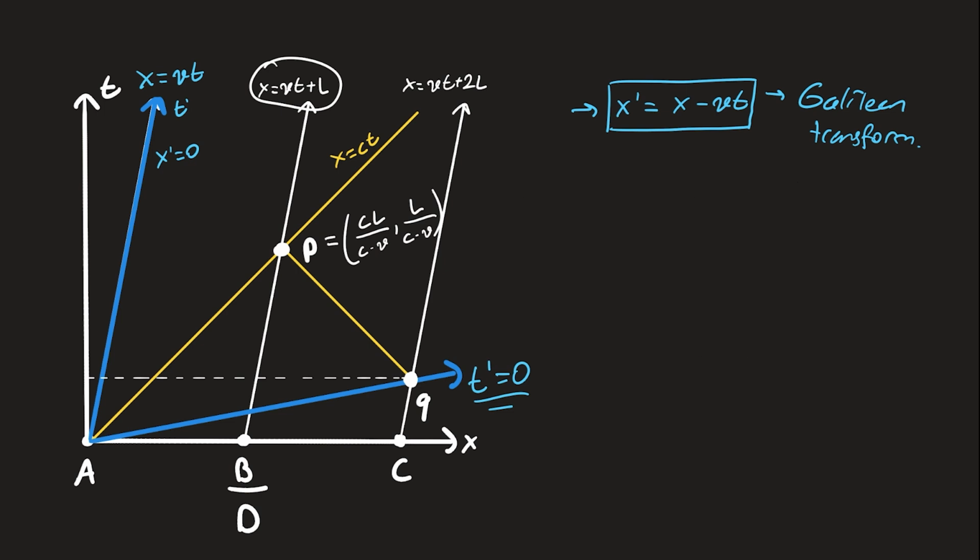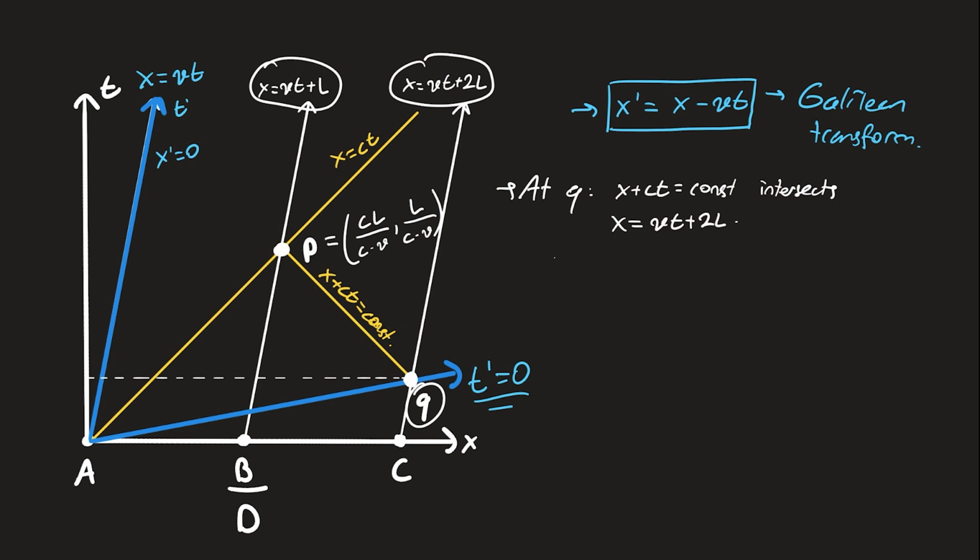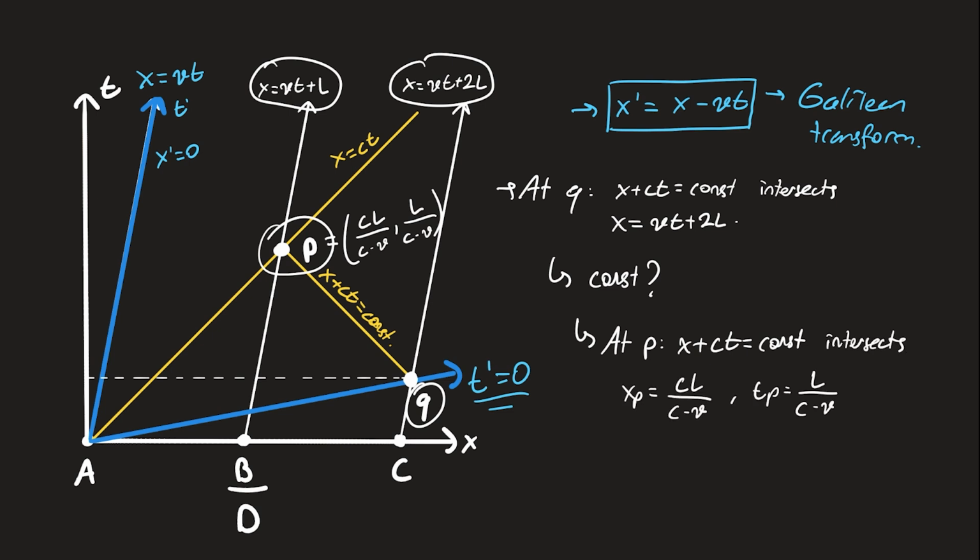So how do we do this for the point Q now? Well, we have two lines passing through there again, but we don't know exactly what the light ray equation is. It has to be x plus ct equals a constant, and then that is going to intersect the line x equals vt plus 2L. So we just have to figure out what that constant is. Luckily, that same line also passes through the point P, and we already know the coordinates over there. We can find what the constant is by just plugging in the values of x and t at the point P. So we can just sum them up.